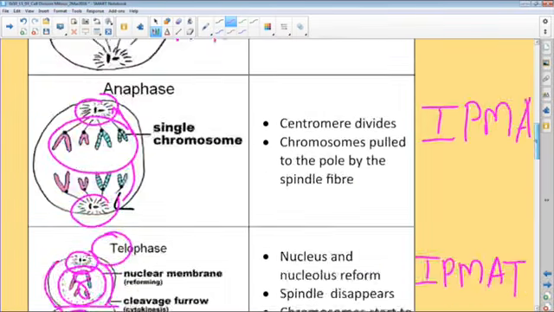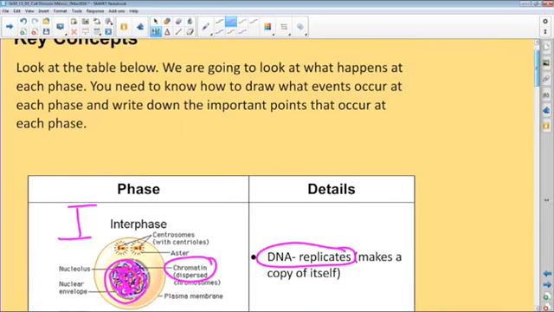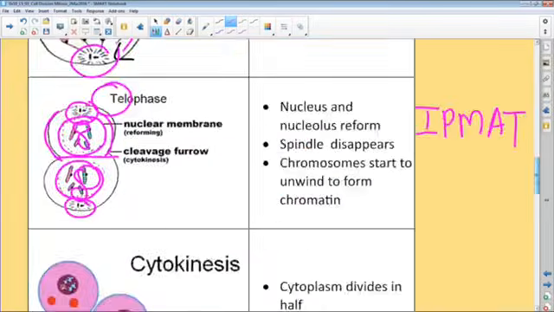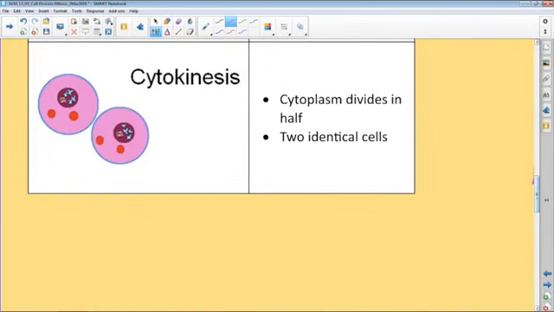Now look how many cells I started off with. If I go back to the top, I started off with 1 cell. At the end of mitosis, I ended off with 2 cells. What do you notice about the cells? They are identical. They look exactly the same. So how many sweets do I have? I have 4. How many sweets do you have? You have 4. So have we got 2 identical sets of sweets? Yes, we do.